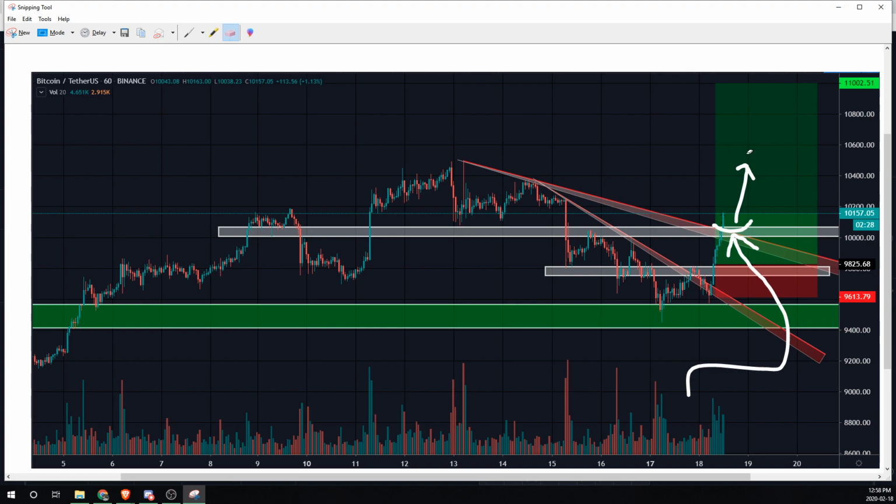Why do I think that's the zone? Well, it's our zone of confluence. Initially, we got the horizontal zone and we got the descending zone, creating an area where they intersect, creating a zone of confluence where we could have a higher dependability for the buyers to be located.